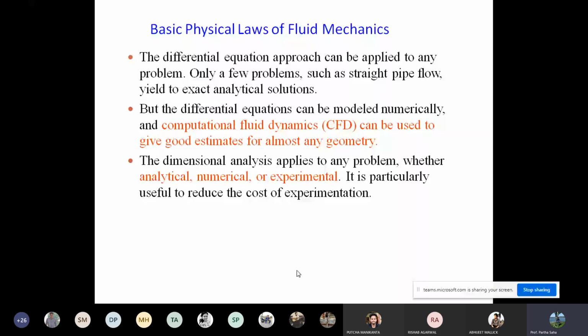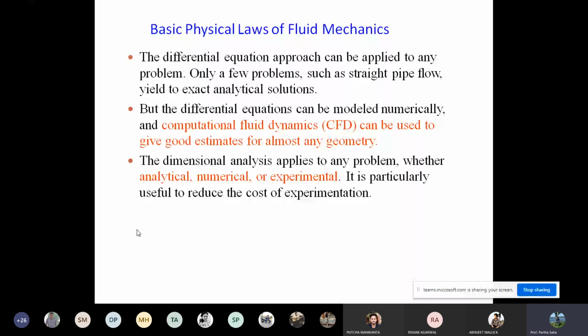Differential equations can be modeled numerically using CFD, for which you can use Fluent. There is Fluent software which can be utilized to solve a lot of practical problems related to fluid dynamics. And then dimensional analysis applies to any problem, whether it's numerical, experimental, or analytical. You can numerically solve this or analytically express the different parameters which vary with time or with space. It is particularly useful to reduce the cost of experimentation.